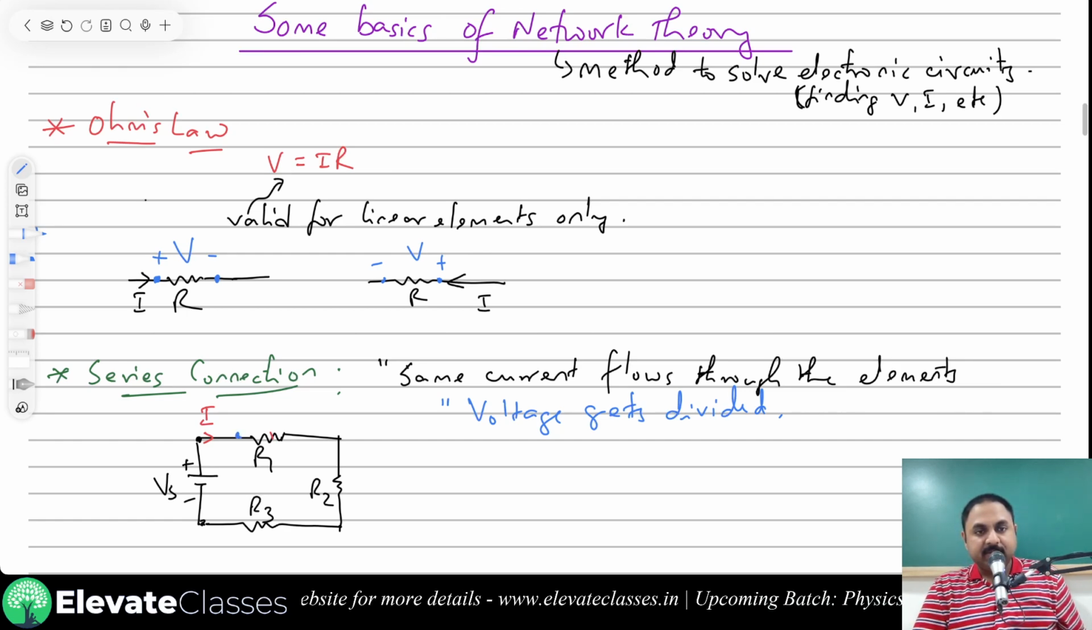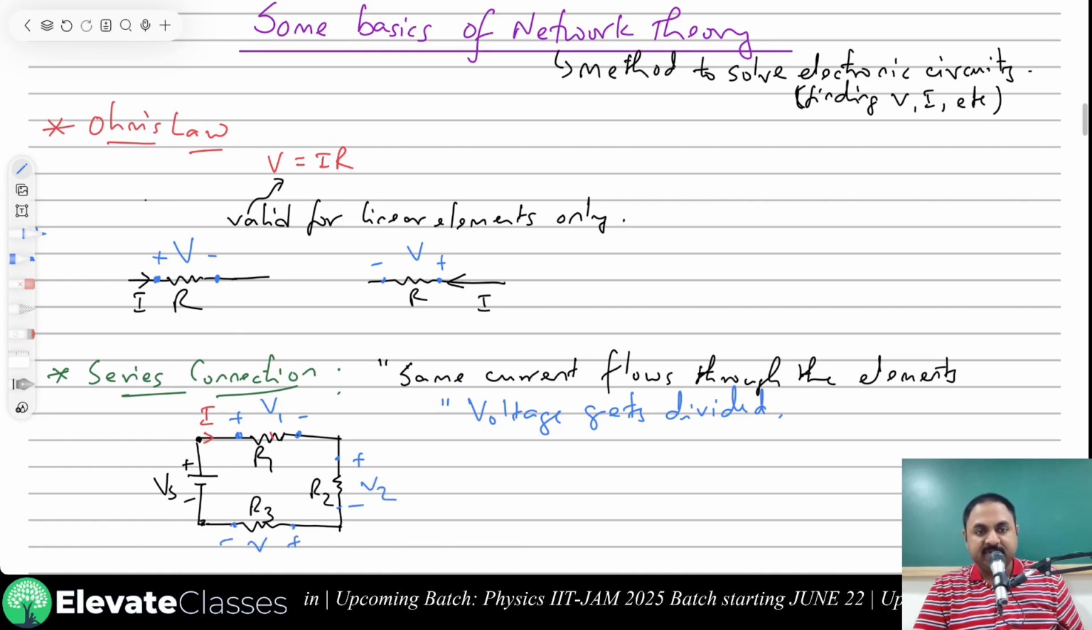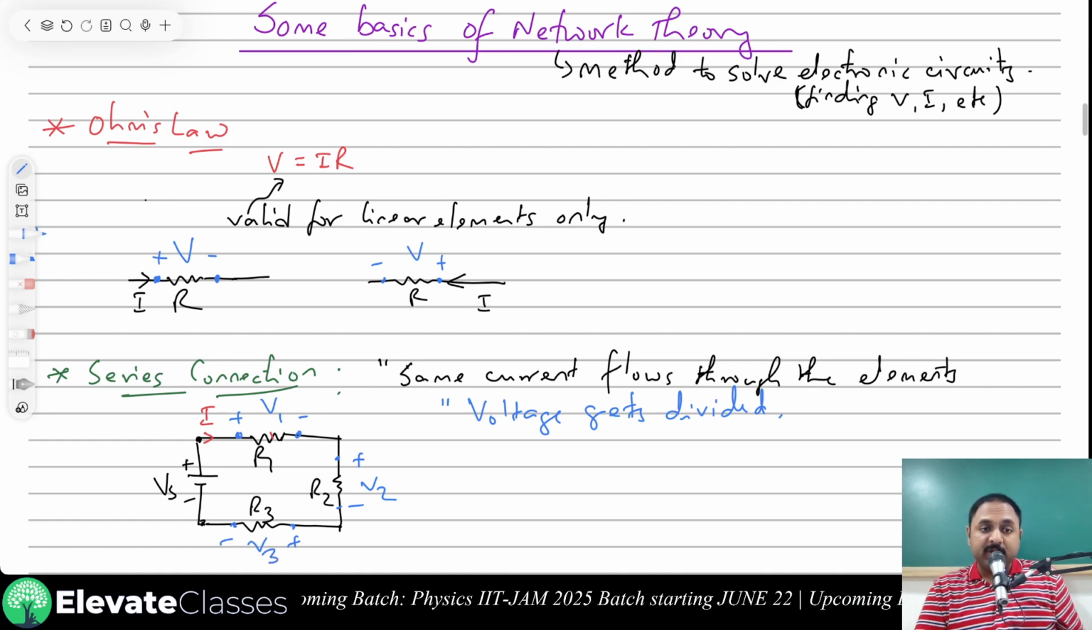That means, suppose I have, see, this is the direction of current. So this is plus, this is minus, this is V1. Then this is plus, this is minus, this is V2. This is plus, this is minus, this is V3. Okay. All these voltage drops, this voltage will drop in proportion to the resistance. And what is the formula? There is a direct formula. This is also called the voltage divider rule.